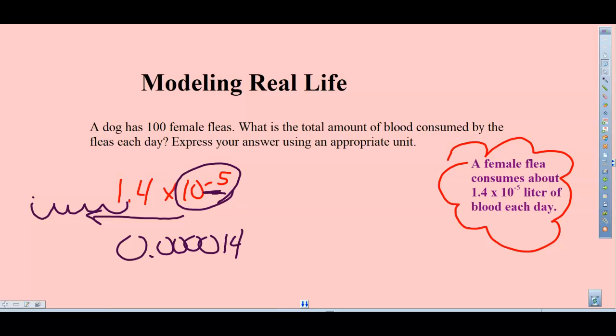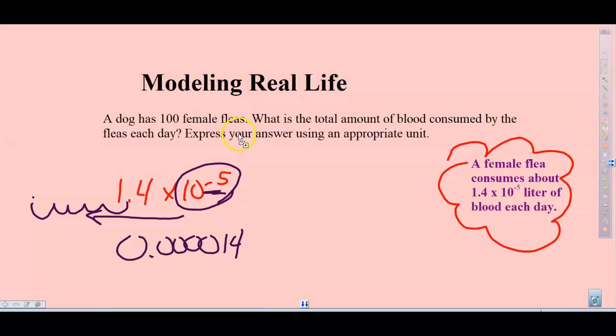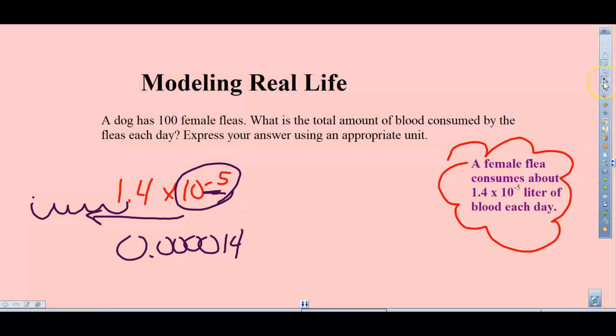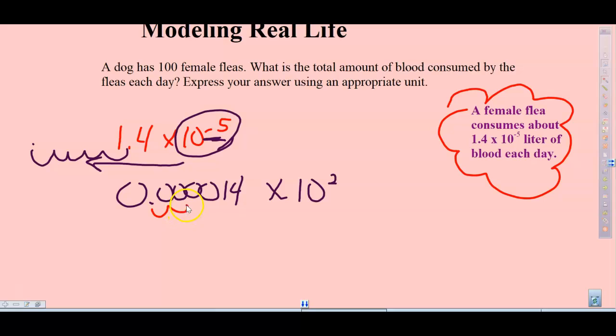Now, to figure out the total amount of blood that's being consumed each day, we know how much one female flea consumes each day. That's 14 millionths of a liter. Well, times that by 100, which is really just 10 to the power of 2, or 10 squared. So move the decimal over twice, and now we have 14 10,000ths. So these 100 female fleas are consuming 14 10,000ths liters of blood, but that doesn't make sense still.